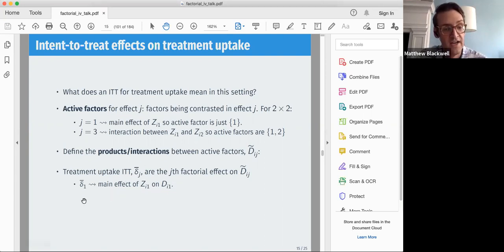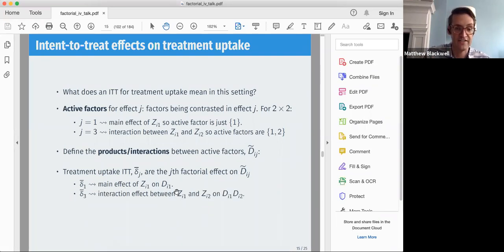is going to be the delta 1. The first one is going to be the main effect of Z1, of factor 1, on treatment uptake for factor 1. Same for effect 2. And then effect 3, this is where things get different, is that it's the interaction effect of Z1 and Z2 on the product of D1 and D2.